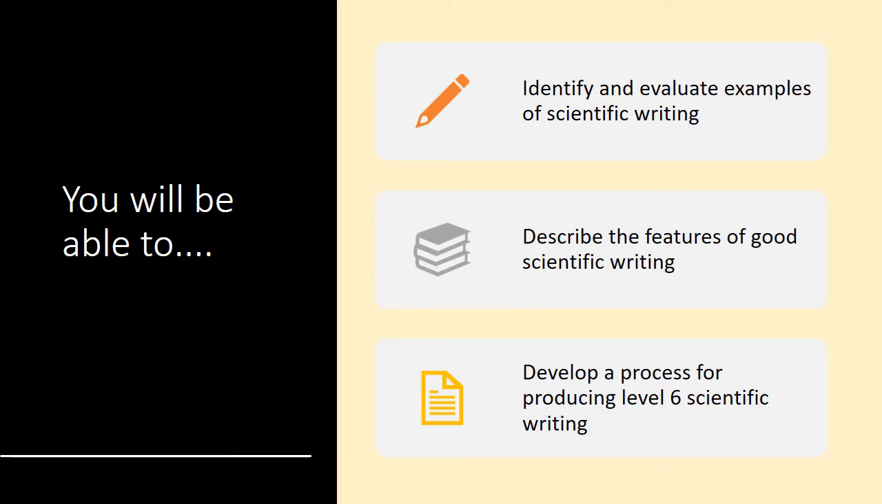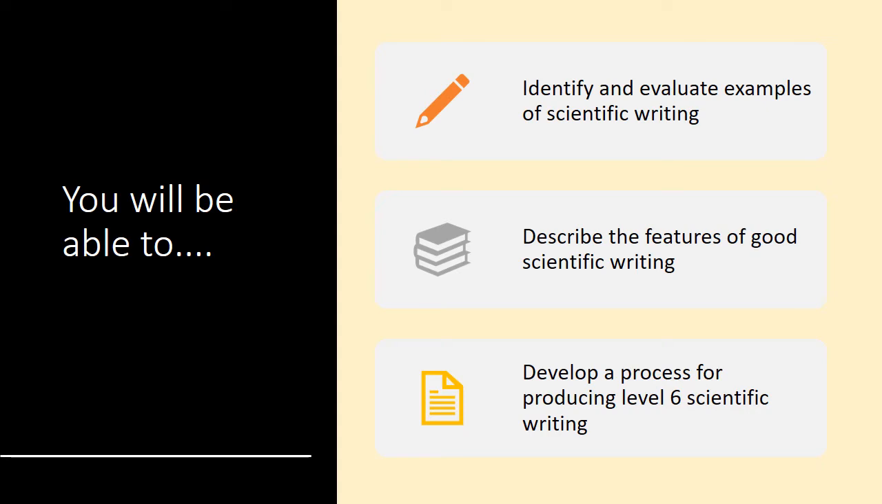So, at the end of the session, and at the end of taking the quizzes and doing the activities, this is what you're going to be able to do. You're going to be able to identify what is and what isn't scientific writing. You're going to be able to evaluate those examples to see what makes them good or better than each other. And through doing that, you're going to be able to describe the features of good scientific writing, the things that you need to include, the things you need to make sure you don't do.